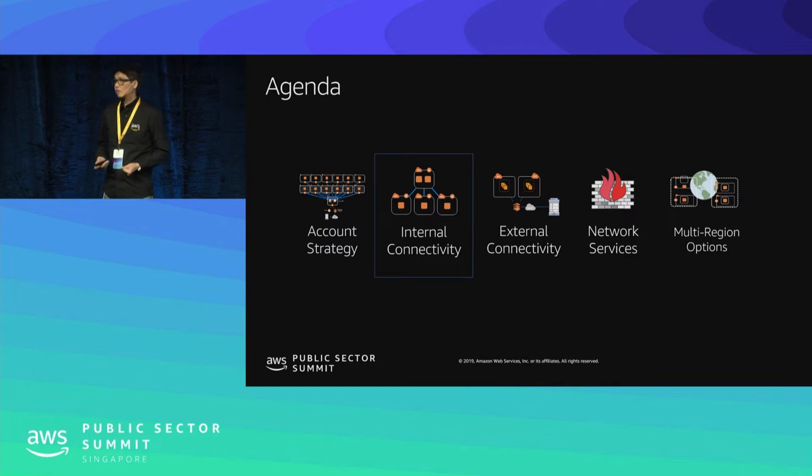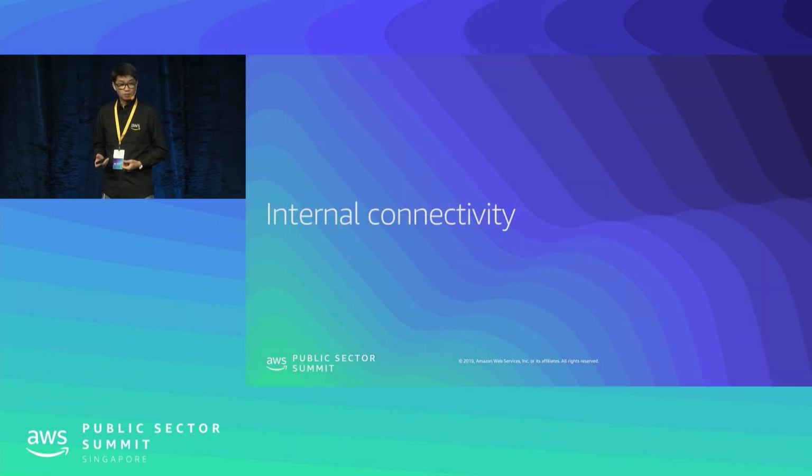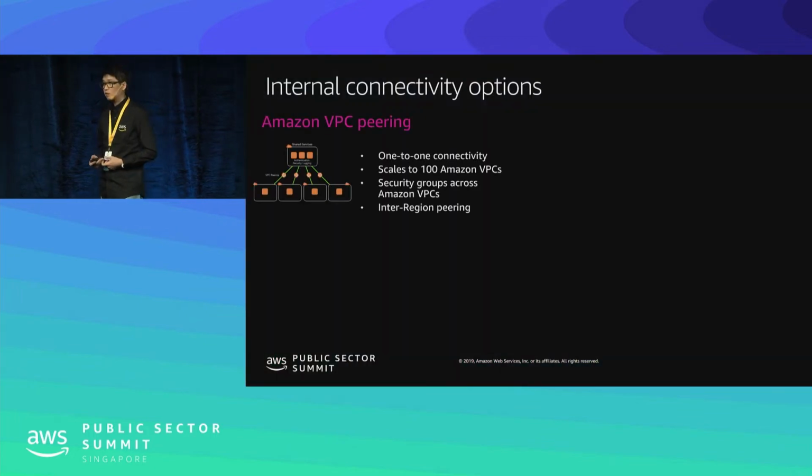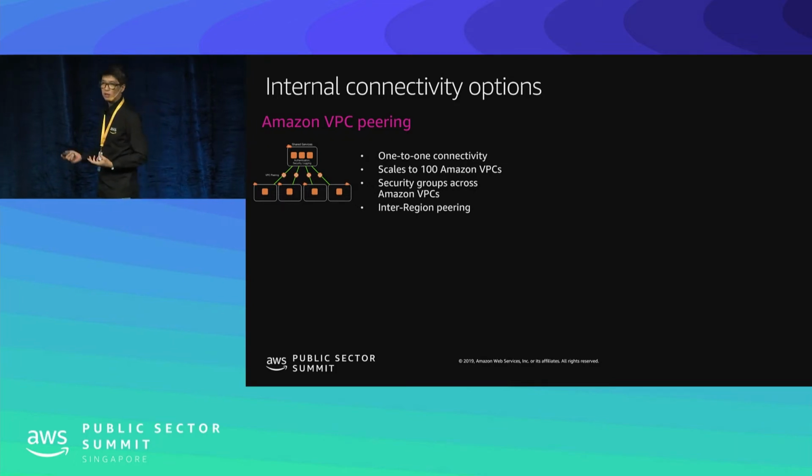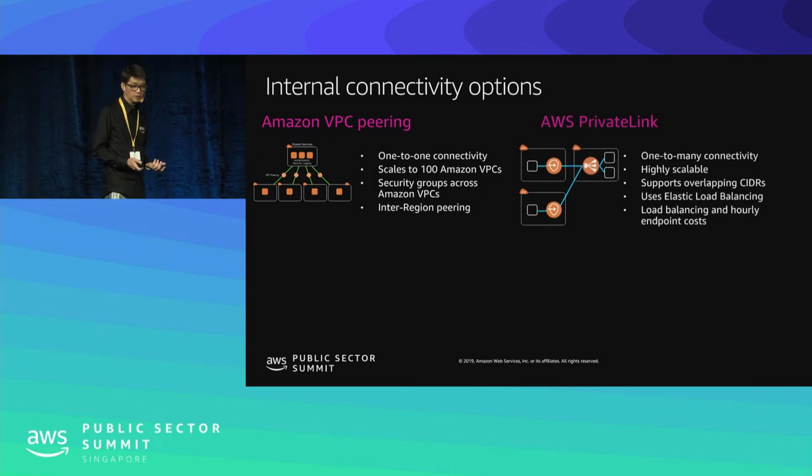So let's look at internal connectivity. When we look at internal connectivity today, to communicate between VPCs, what you basically have is VPC peering. It allows you to connect up to 100 VPCs. It supports cross-VPC security group referencing. It does inter-region peering as well. Then, of course, recently we launched AWS PrivateLink.